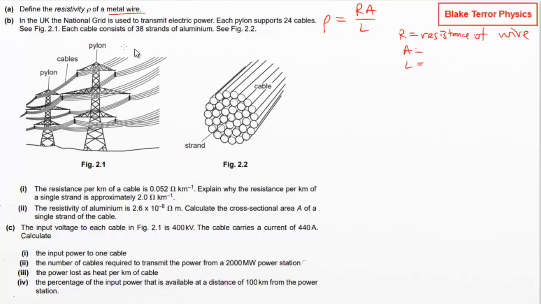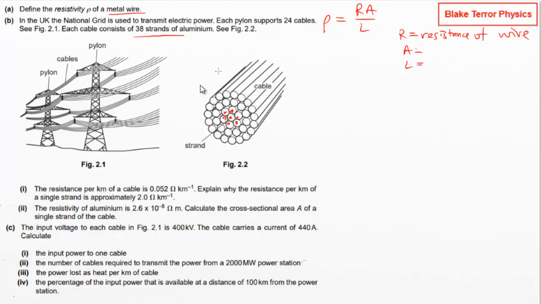In the UK, the National Grid is used to transmit electric power. Each pylon supports 24 cables. Each cable consists of 38 strands of aluminium. Actually, they quite often put steel in the center strands to give a bit more strength. Aluminium's light, but it's not quite as robust as steel. But anyway, I'd imagine for ease of calculation, they've put all aluminium here. The resistance per kilometer of a cable is 0.052 ohms per kilometer. Explain what the resistance per kilometer of a single strand is.